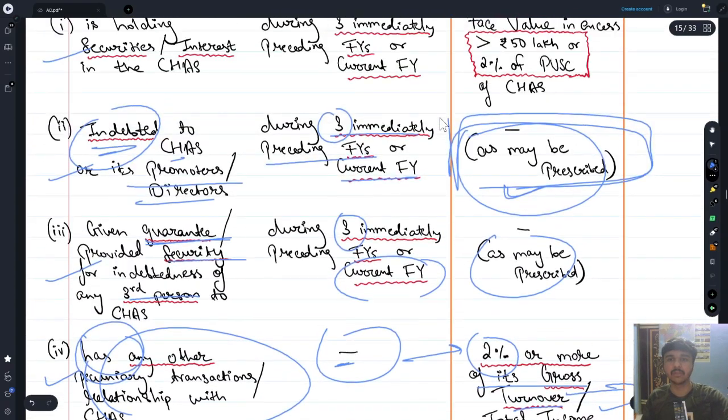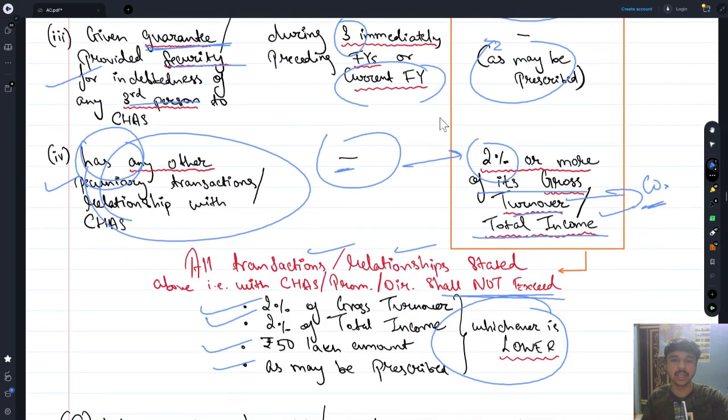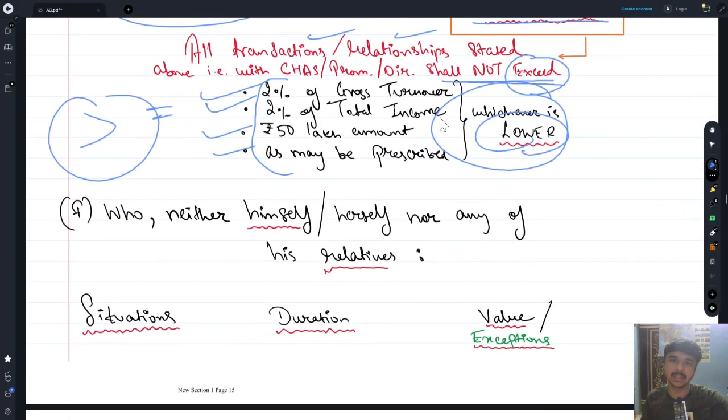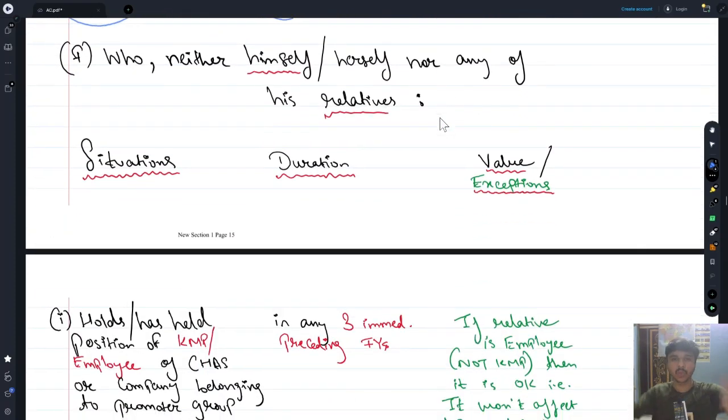So basically for these two things, whenever it is prescribed, as may be prescribed has been written here, if the value of guarantee or the value of loan is greater than any of this, that is, not exceeded, right? So it can be equal to, but it cannot exceed. So if it is exceeding any one of this, whichever is lower, in that case your independence is gone. I hope this was not that technical a part, might be somehow boring, but please bear with me, we are going to finish this very soon.